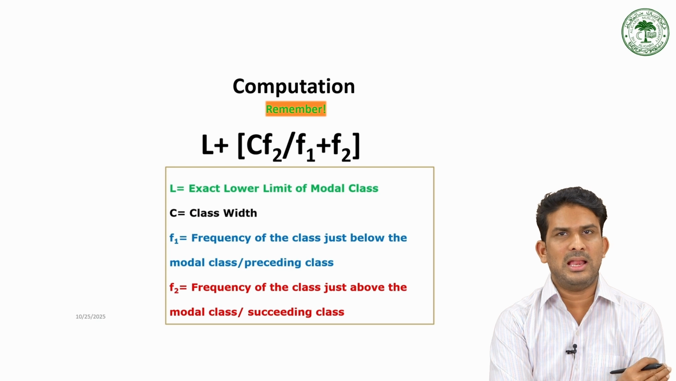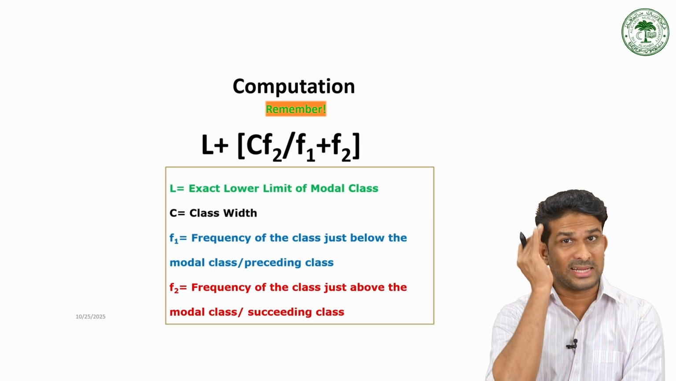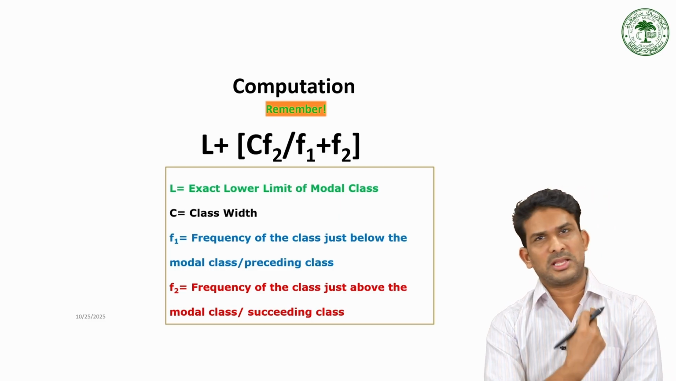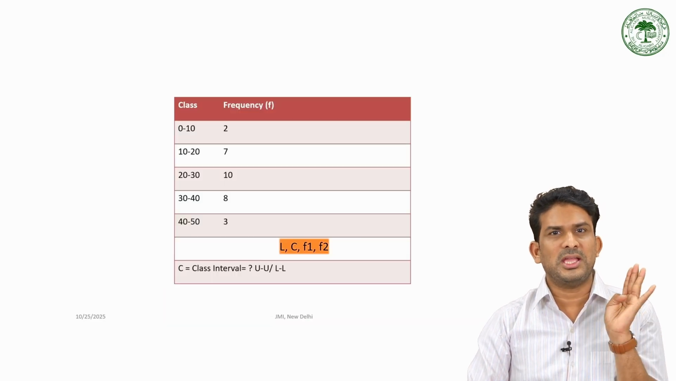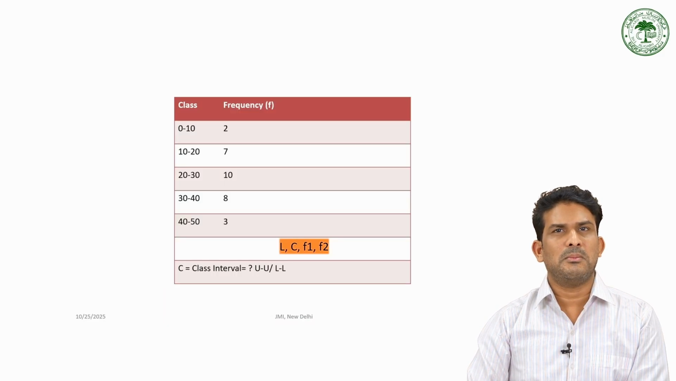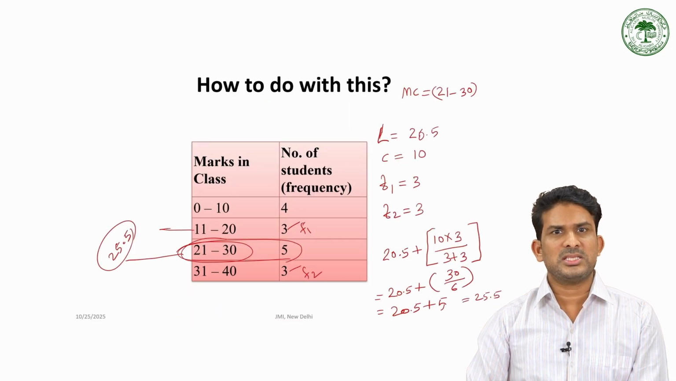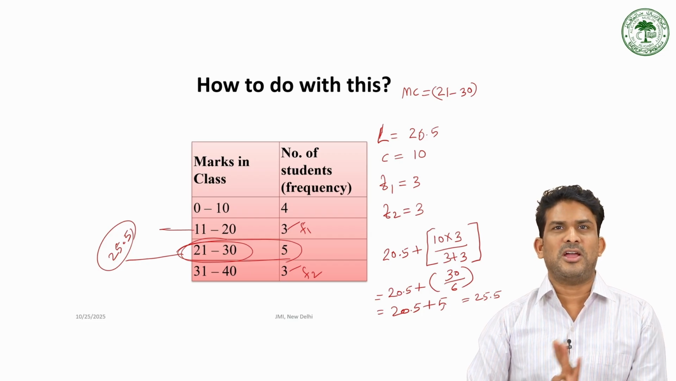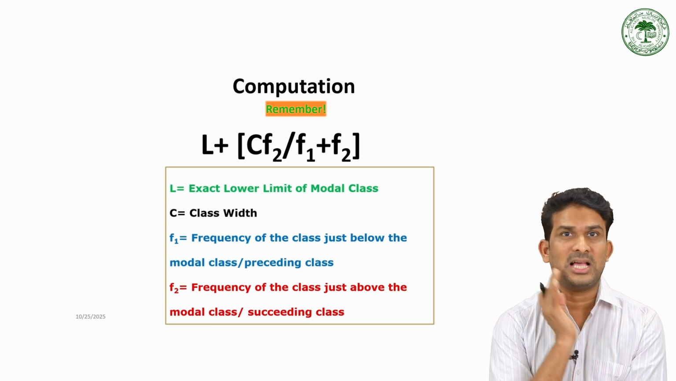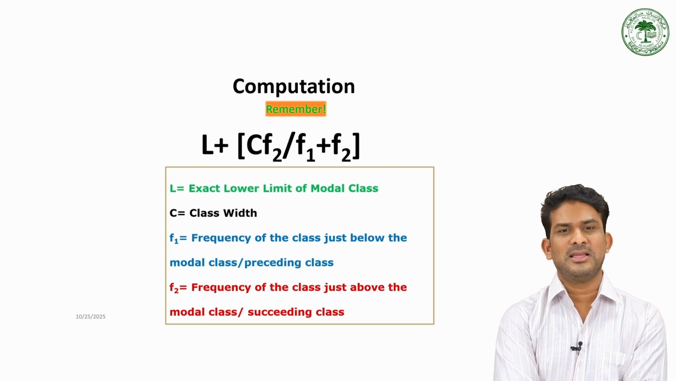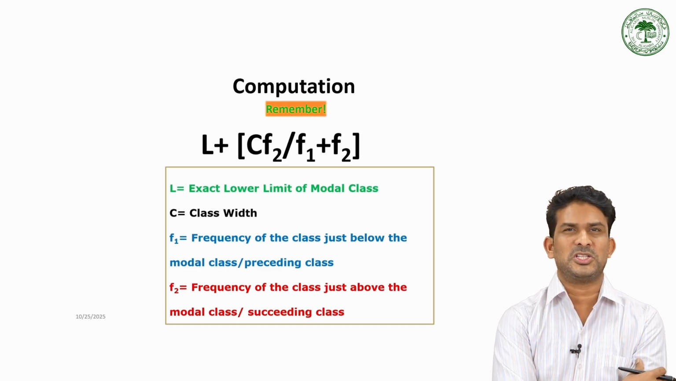Here we have L, the exact lower limit of the modal class. What is exact? Again a question: whether it is inclusive or exclusive. If the distribution is exclusive, no concern, we are just taking 20. Here 20 is the exact lower limit of the modal class. In this case, not 21, it is 20.5 because it is an inclusive distribution. What is C? It is the class width. Again class width, confirm it now. What is class width? Difference between any two consecutive upper limits or lower limits.